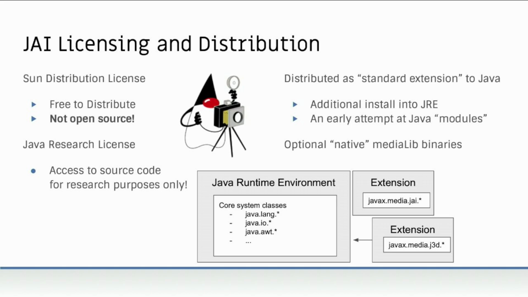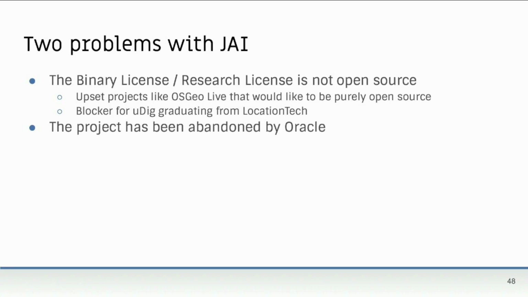Why? Because of codecs, because of money. In here are some video codecs which might have some patents associated with them, and so the lawyers felt they should hold on to that one a little bit tighter. So two problems: the binary license was not open source, and the project was largely abandoned by Oracle. Oracle hasn't always been the best custodian of technologies, you might have noticed.